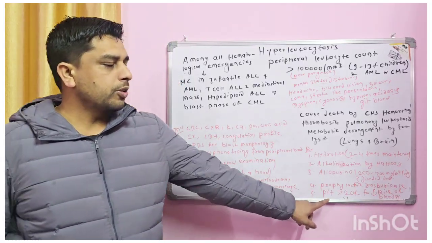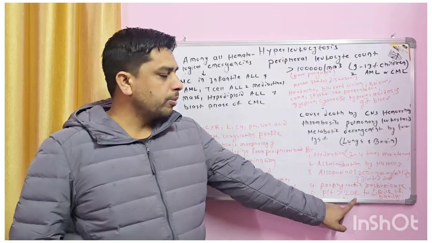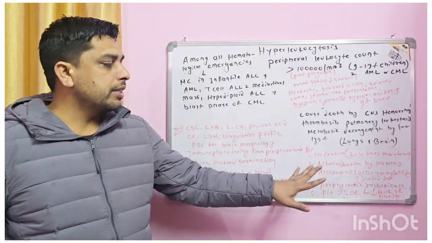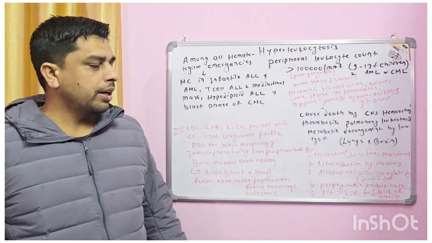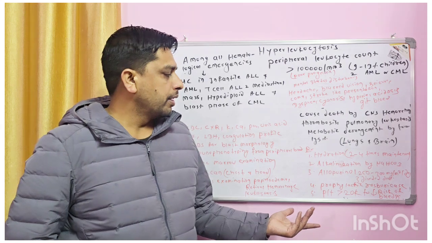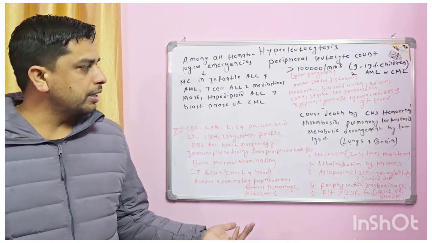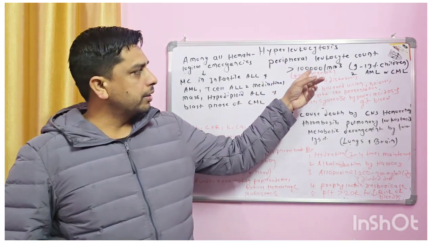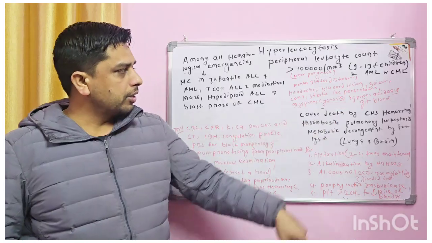Also, we have to maintain the platelet count more than 20,000 to decrease the risk of bleeding. And don't give PRBC, because it may increase the leukocyte count.